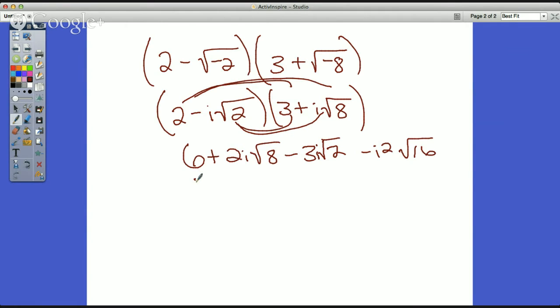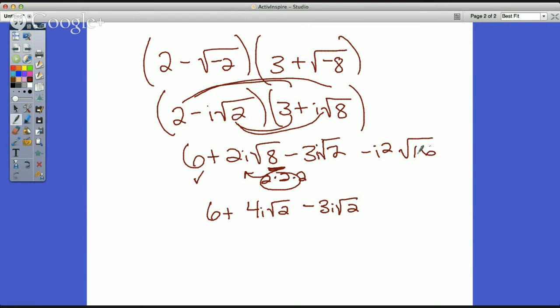You can kind of simplify. 6 is already simplified. This 8 right here, remember, would be 2 times 2 times 2. So I could take out a pair of 2's to the outside to get me 4i square root of 2. So right now I've got 6 plus 4i square roots of 2 minus 3i square roots of 2.